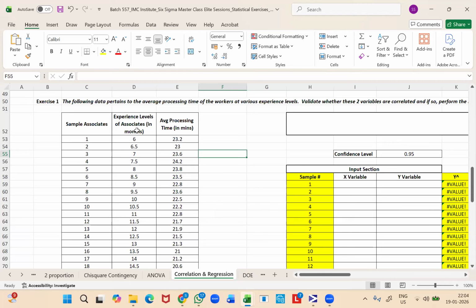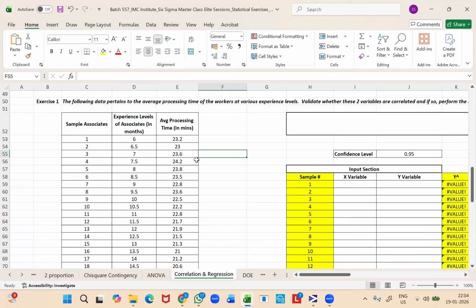We all know that experience levels have a significant influence on the average processing time. But if you find the regression coefficient value to be less than 0.85, if it is greater than 0.85, absolutely good. But if it is less than 0.85, and you also know that the experience levels of the associates have a very strong influence on the average processing time.